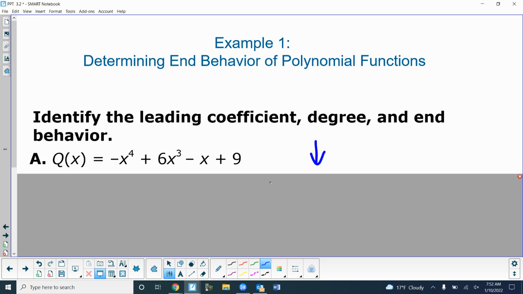Okay, since it's even, what's the far left doing? They're going the same direction, right? When they're even degree, same direction. And all we're looking at is this first term. The leading coefficient was negative, so far right's going down. The degree was an even number, so the far left's going down. Again, leading coefficient was -1, degree 4. Pretty easy stuff. This is the easy part.